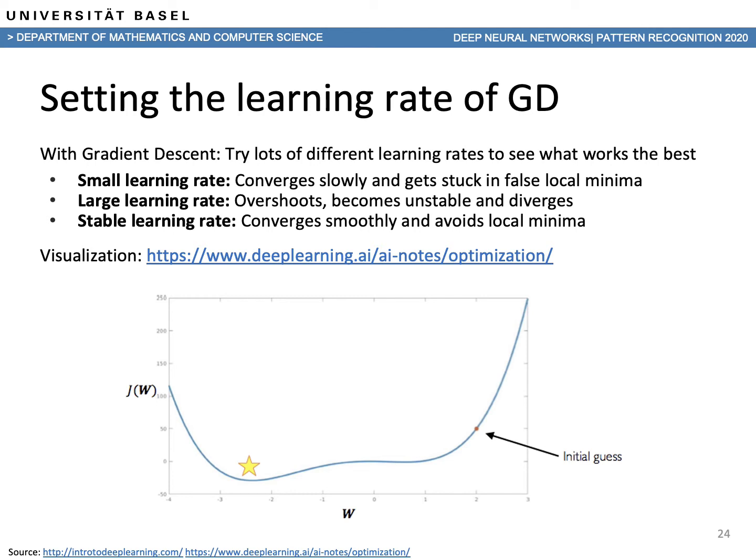Also here, for the learning rate, I advise you to go to the Deep Learning AI website, under their AI notes and optimization, and have a look at different optimization techniques, and also try setting the learning rate for these small examples.